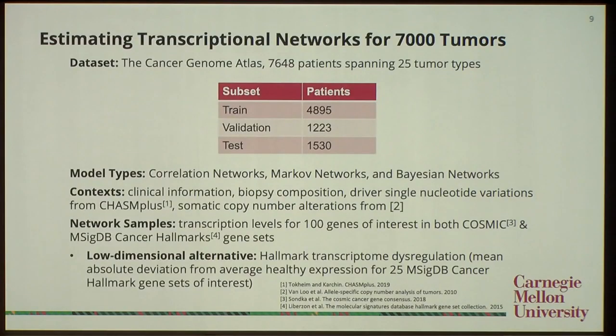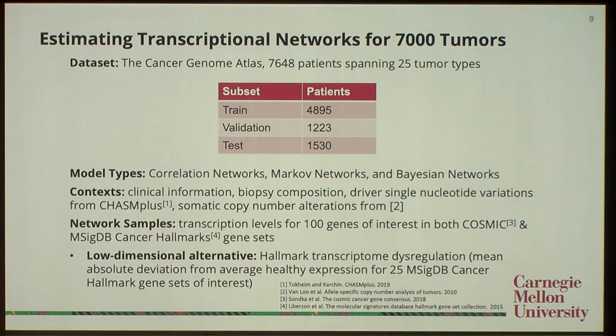So we apply this to estimating transcriptional networks for 7,000 tumors. We use the Cancer Genome Atlas with 7,000 patients spanning 25 tumor types. We define losses for the correlation networks, Markov networks, and Bayesian networks, which we're going to infer with our contextualized approach. For context, we're going to use clinical information like patient demographics and the medical classification of a patient's tumor.